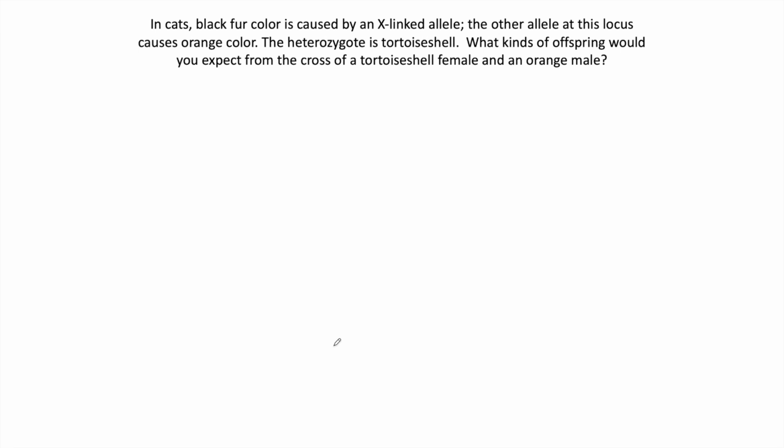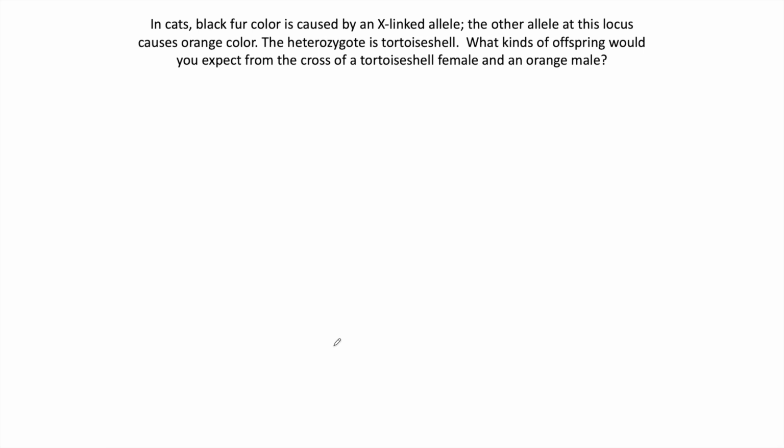All right, in cats, black fur color is caused by an X-linked allele. The other allele at this locus causes orange color. The heterozygote is tortoiseshell color. What kinds of offspring would you expect from the cross of a tortoiseshell female with an orange male?